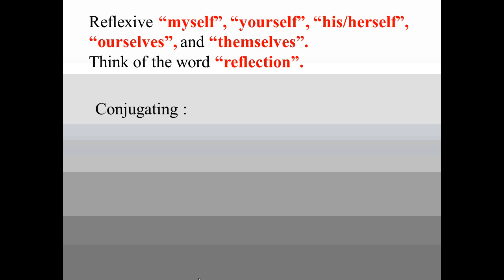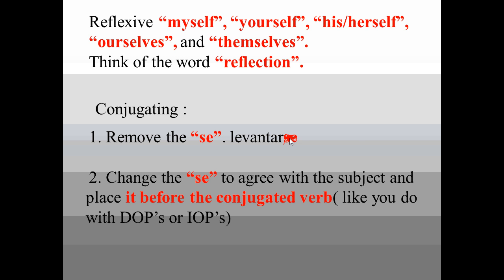Let's conjugate now, which is very easy to conjugate. All you have to do is remove the se from levantarse. So if you take away the se on here, you'll notice it's just a regular verb that you've seen before. If you just don't pay attention to the se, get rid of the se right there, then you just basically have levantar, and then you can conjugate it as normal.